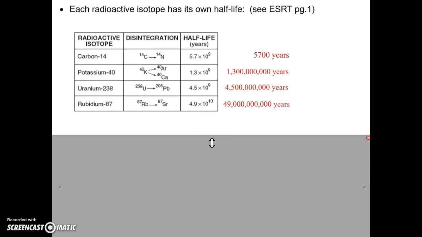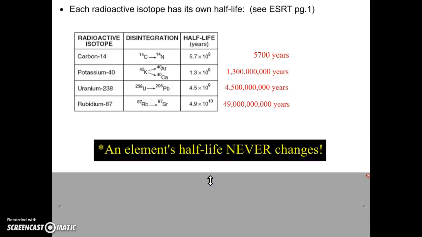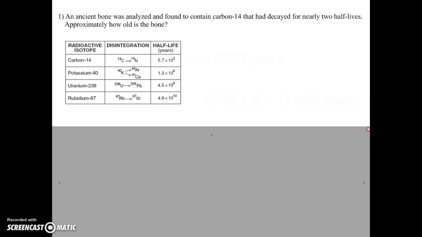What's key about these half-lives is that half-lives never ever change. Carbon-14 will always take 5,700 years to go through a half-life. It doesn't matter what you do to it. You can heat it, you can cool it, you can crush it, you can cut it in half. It doesn't matter what you do. The half-life will always stay the same. And that is the key to using this process. So let's look at a couple of practice questions.